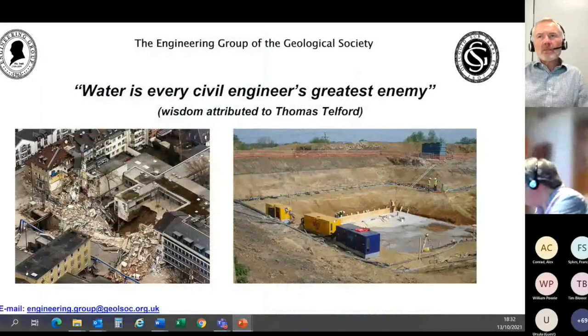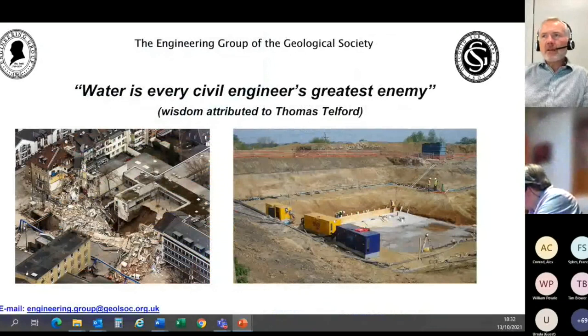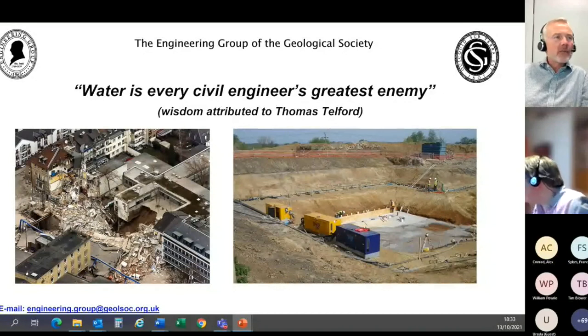So water is every civil engineer's greatest enemy. I'm sure we can all relate to this comment and ignore it at our peril. So here are two examples of groundwater management, one of which has gone very wrong.